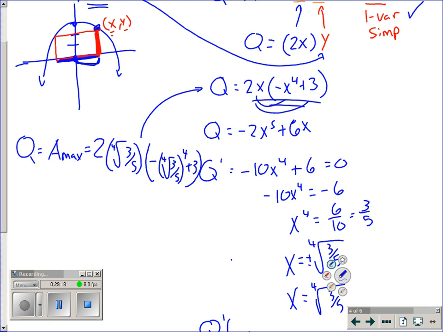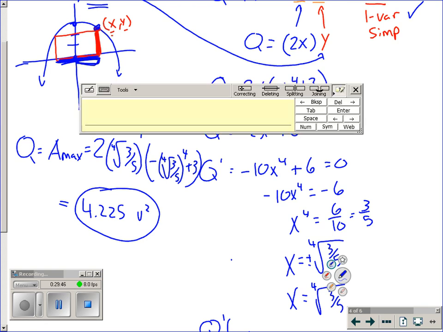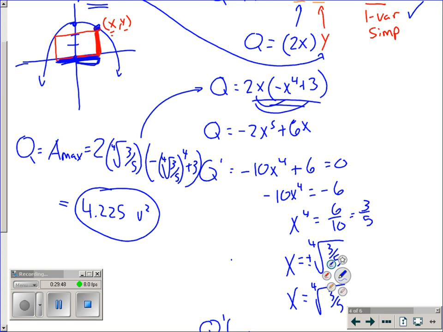If I were to do that, I end up getting approximately 4.225. It didn't give me units, I don't think, so we'll just say units squared. And that's the max area I can get by inscribing that rectangle. If it asks for the dimensions, you can just plug back in and solve for x and y if you want to, but it's not asking for the dimensions. It's just asking for your maximum volume, right?